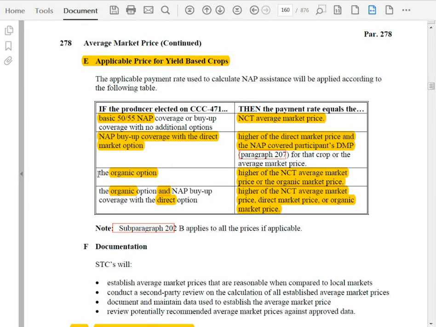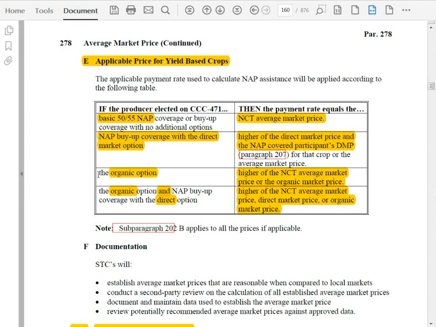However, if a customer has chosen buy-up coverage and the direct marketing price option, then we're going to use the higher of the direct market price or the average market price, if the DMP, their direct marketing percentage, would make their portion of the direct marketing price lower than the average market price, which is exceptionally rare. I can't think of any occurrence that would actually happen.